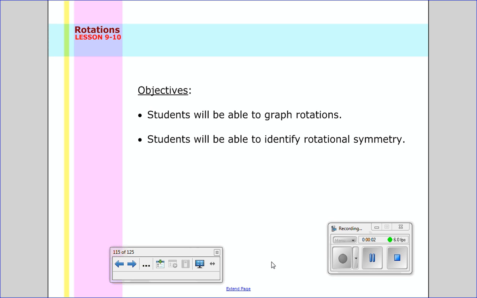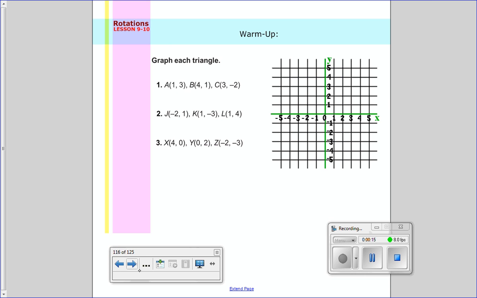Good evening. This is the last lesson in Chapter 9, and it's all about rotations. In tonight's lesson, we're going to be able to graph rotations, and you're also going to be able to identify rotational symmetry. So we're going to go ahead and get started.